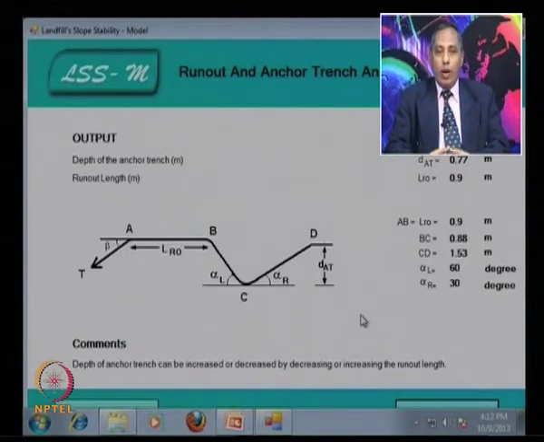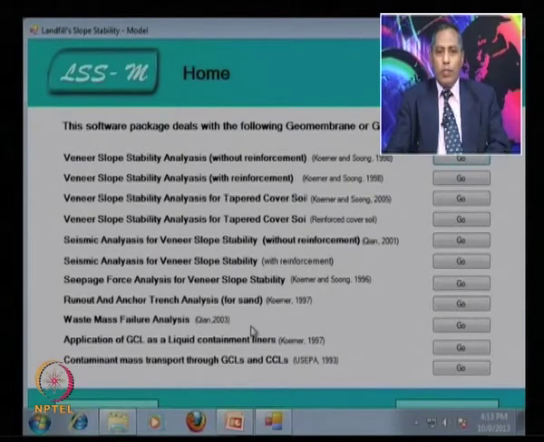So, instead of the rectangular shape, it is sometimes very difficult to make it 90 degree in the geomembrane. So, in that case you can go ahead with the V shape, because you can bend it at 60 degree or 30 degree, and also it is much more convenient to use this. So, next, waste mass failure analysis, Qian 2003.